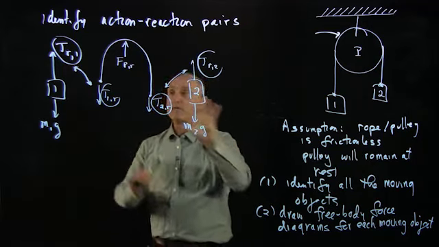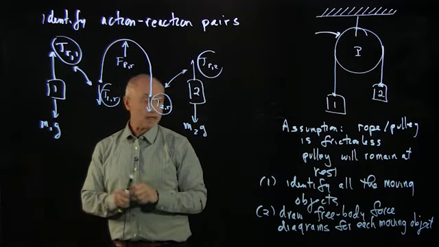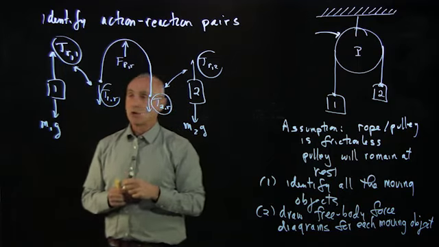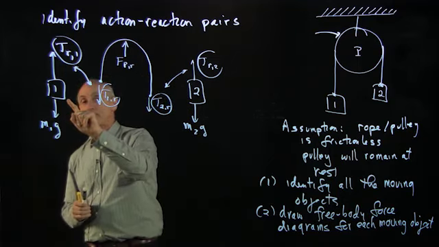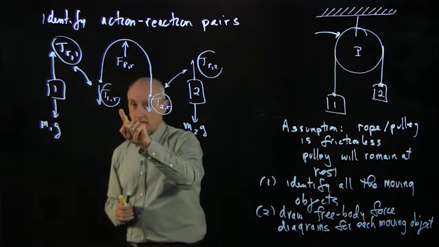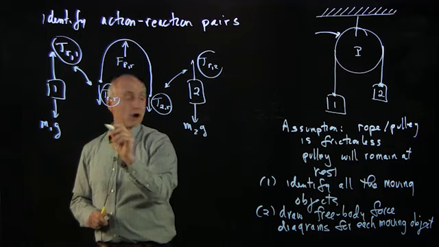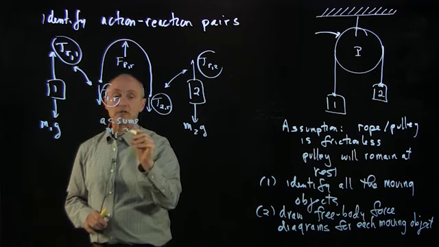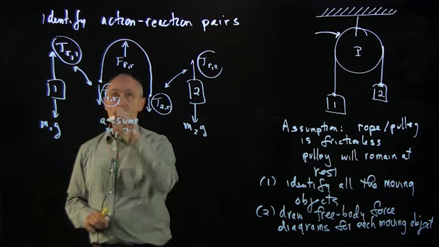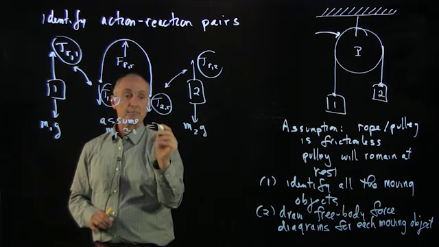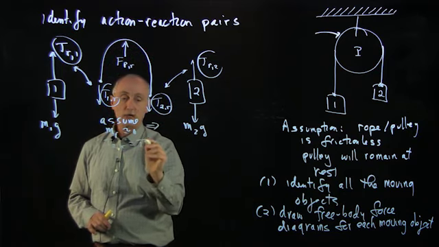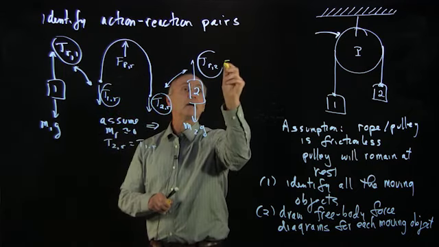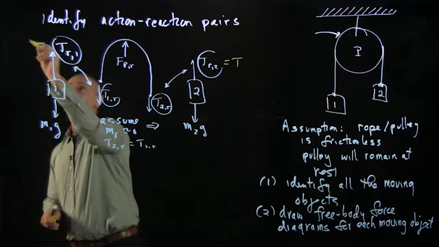Now that we've identified all the forces, we want to apply Newton's second law to each of these objects that are moving. So let's begin by remembering our next assumption here: assume that the mass of the rope is very light, and then the tension in the rope is constant, and the implication of that is T2r equals T1r. And that's why we can now identify this as T and that as T.